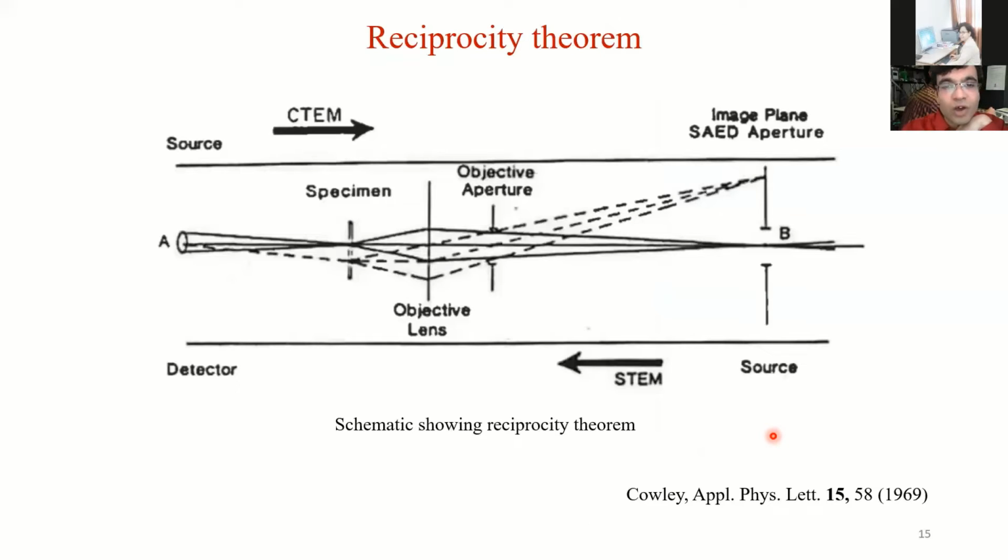Then John Cowley from ASU came up with the reciprocity theorem. The reciprocity theorem basically tells that if you have TEM, and here you have the electron source and here you have the detector, you can just flip these two components. You can bring the electron source here and then have the detector here. So STEM is just the same thing as making conventional TEM upside down. This is what the reciprocity theorem means. In this way you have broad beam TEM, and in this way you have STEM.